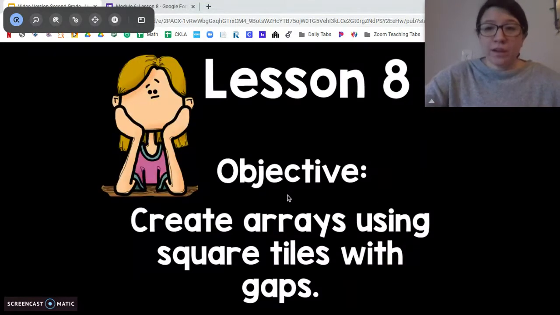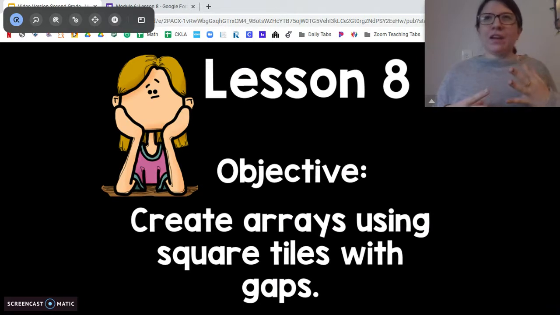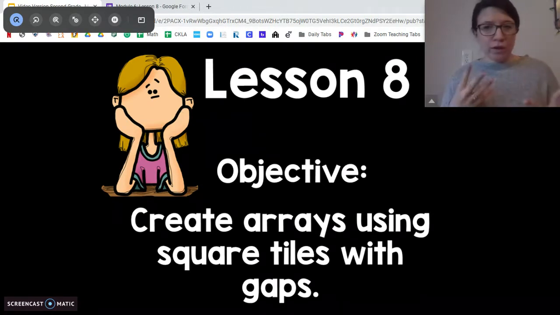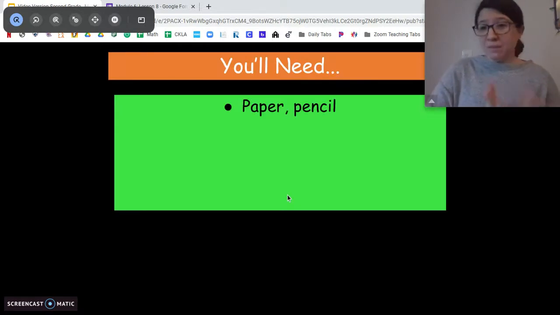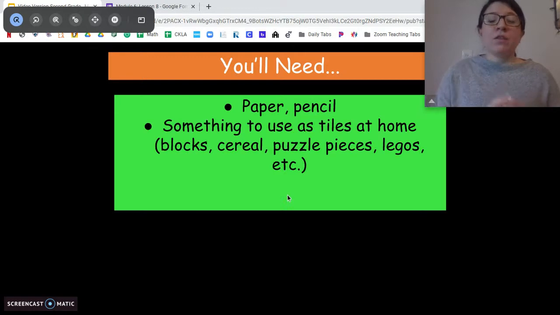So for this lesson, we're going to work with creating arrays using square tiles, but keeping a gap between our square tiles so that we can figure out how many tiles are in a row and work with repeated addition. You're going to need paper and pencil, something to write with, because we're going to do a little bit of math. You're also going to need something to use as tiles at home. If you have little square Legos, little blocks, cereal, puzzle pieces, gummy bears, whatever you have, use that as tiles. So pause the video, go grab these things, come back when you're ready.